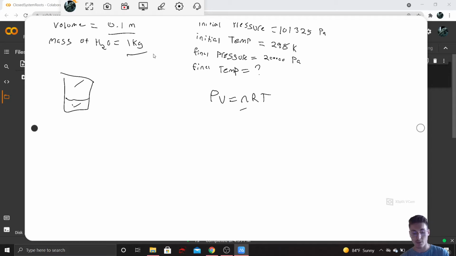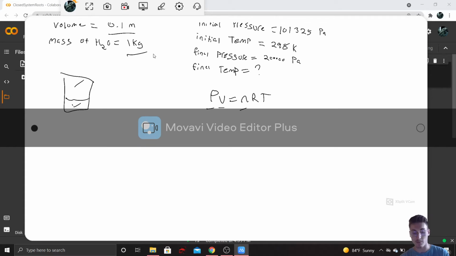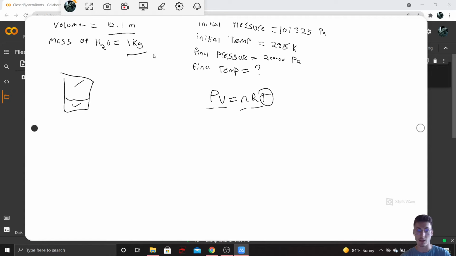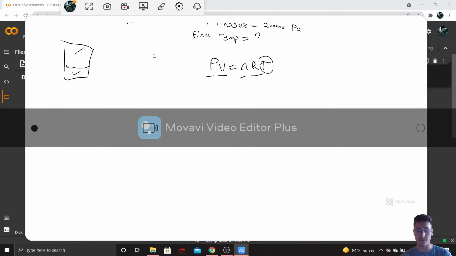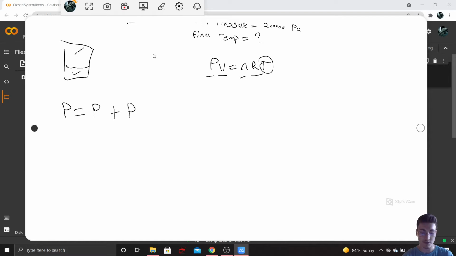So we know the final pressure that we're going to have. We know the final volume that we're going to have because we can figure that out, and we'll see how later. Gas constant stays the same, and then we're trying to figure out the final temperature. However, we first need to figure out the number of moles of air because we're not given that. We're only given the mass of the water and the volume. So for this pressure, the pressure is going to be made up of two partial pressures. One's going to be for air, and one is going to be for water.